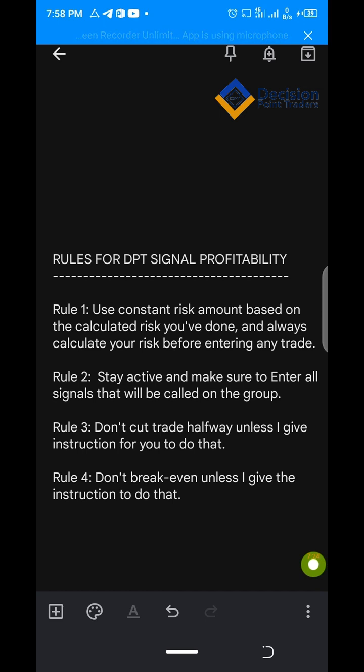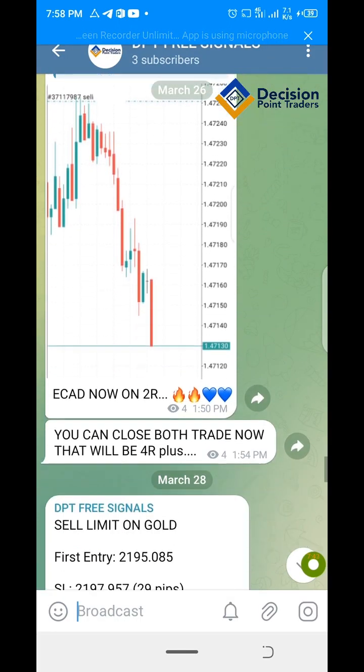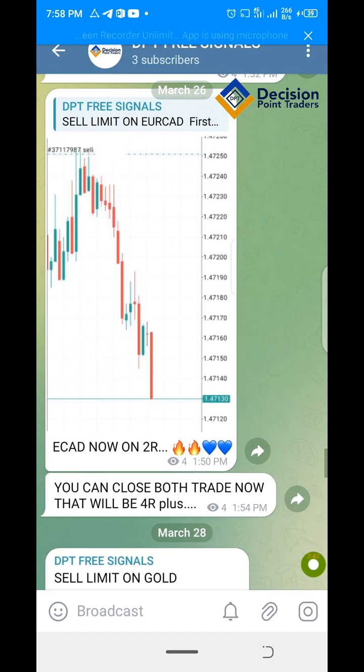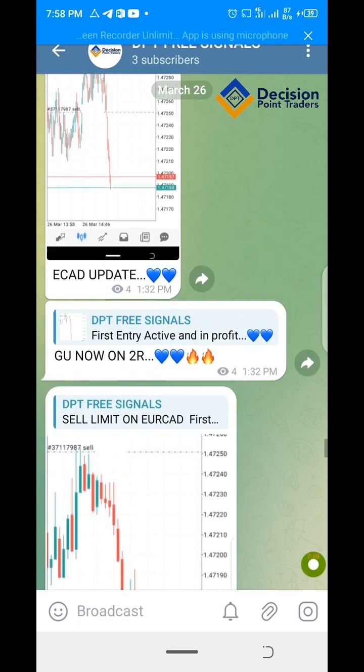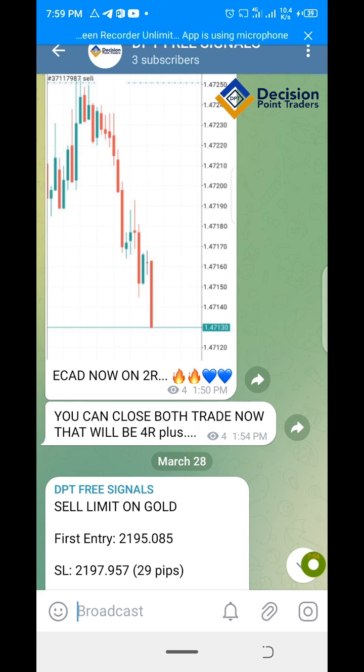Or we enter 2 trades, and they are both delivering 2R, and I just decide to close the 2 trades on 4R for that day, so that we can end the day with 4R. If you check here, I did the same thing here for people before I removed all the people and left just 3 people here. So you see here, Euro CAD was on 2R, GBP USD was on 2R. Can you see the 2? Then I said you can close both trades now. That will be 4R plus.